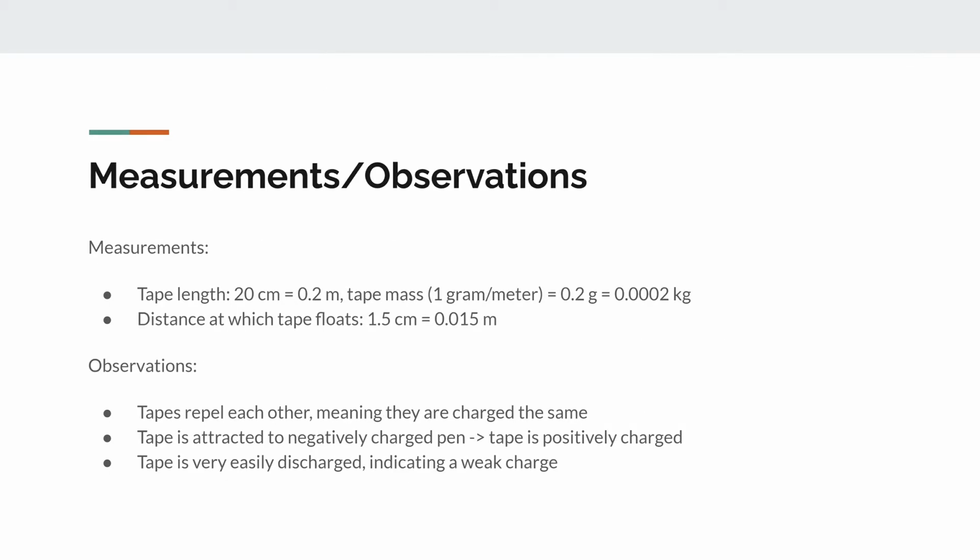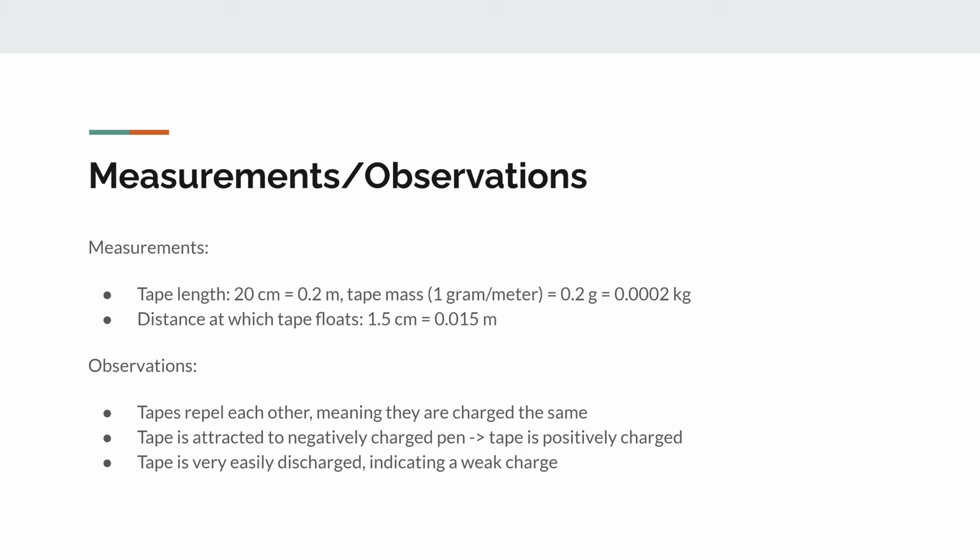Observations and measurements made. I observed the tape length to be 20 centimeters, which is 0.2 meters. And then the mass is equal to 1 gram per meter of tape approximately. So that would turn to 0.2 grams of tape, which is 0.0002 kilograms of tape. And then the distance at which the tape floats is 1.5 centimeters, which is equal to 0.015 meters.